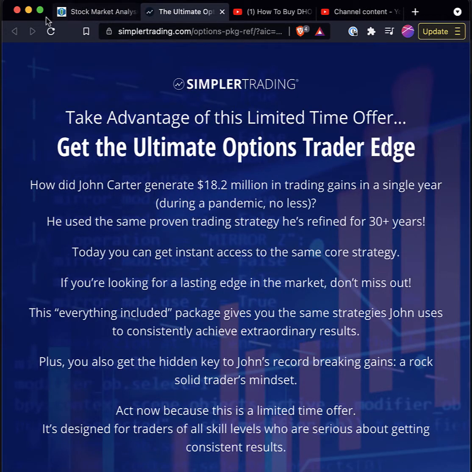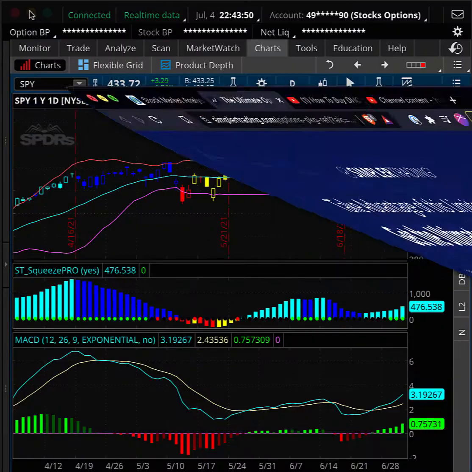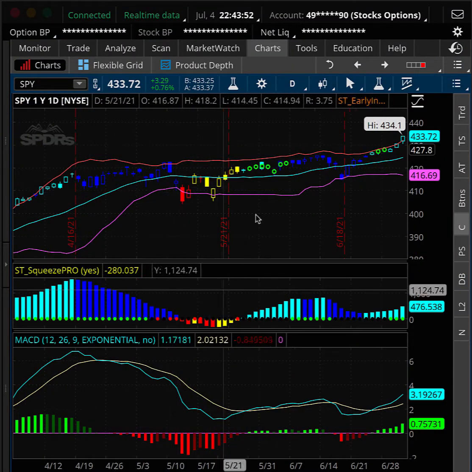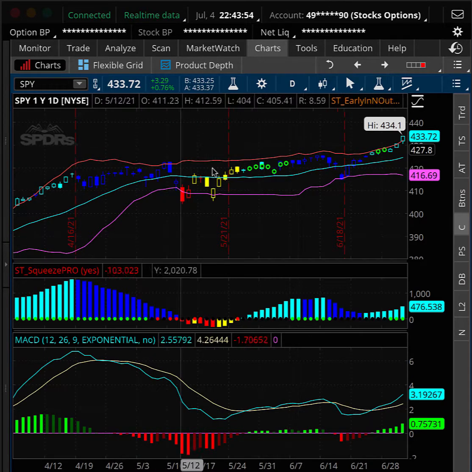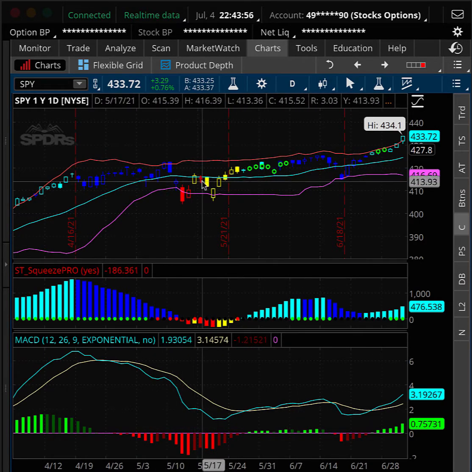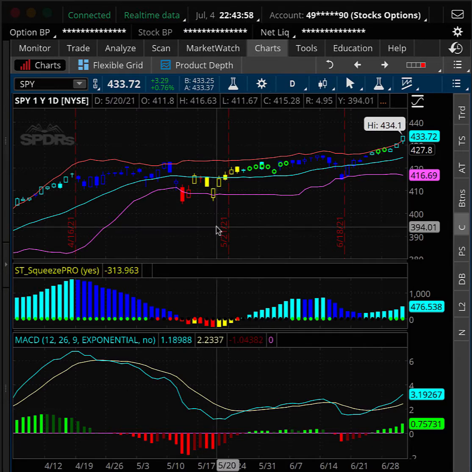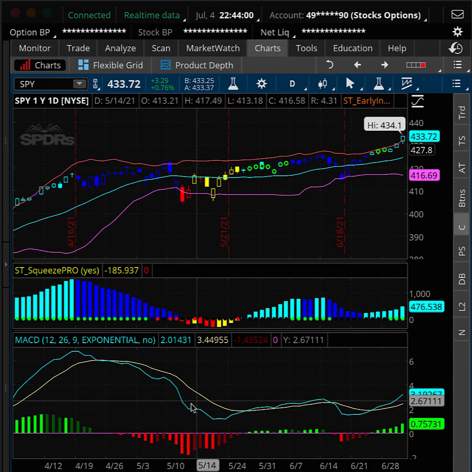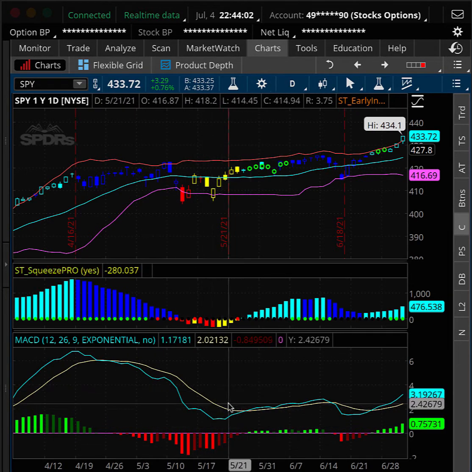But let's get into the MACD indicator. This is Thinkorswim, and I've got a few different indicators here, and I do need to explain what these indicators are, to some degree, in order to explain how the MACD is useful.